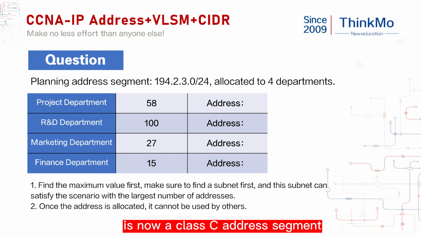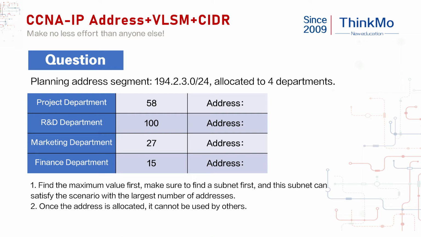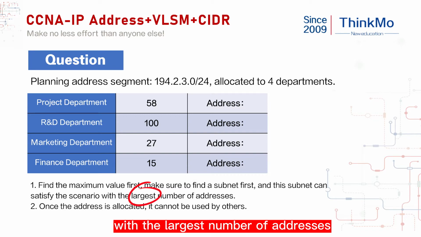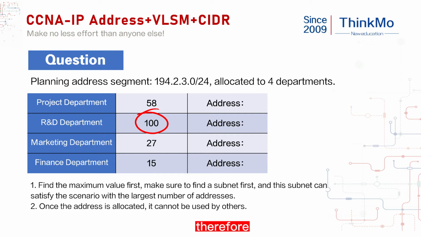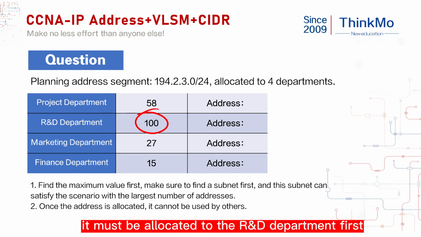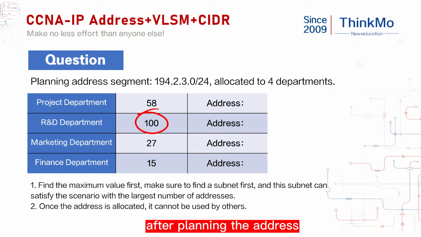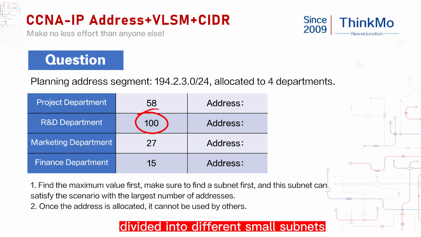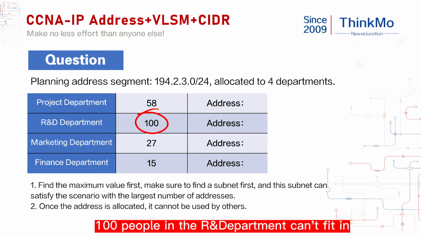We now have a Class C address segment. Make sure to ask for a subnet first, and this subnet must satisfy the situation with the largest number of addresses. Now there are 100 people in the RAND department. Therefore, it must be allocated to the RAND department first. Otherwise, after planning the address, dividing it into different small subnets, eventually you will find the 100 people in the RAND department can't fit in.